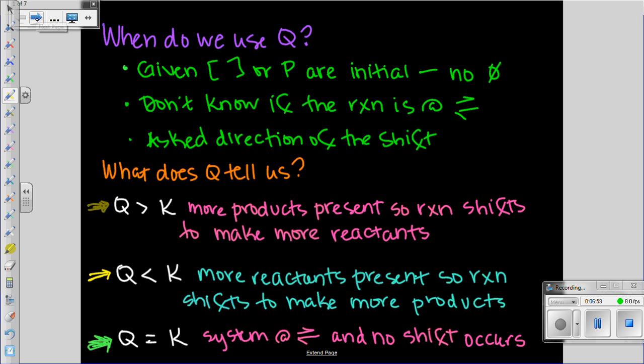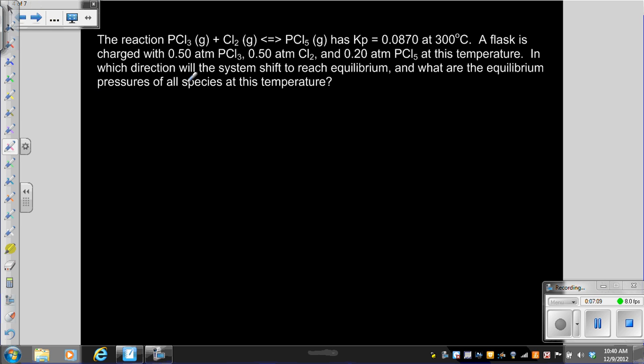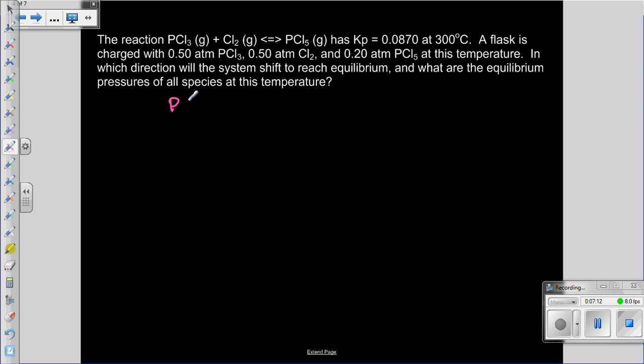So let's go on and do an example problem. Here we've got a reaction that's given. I'm going to follow that same procedure we've been doing all the time. I'm going to write the balanced equation first: PCl3 plus Cl2 in equilibrium with PCl5. I look, they're all gases.